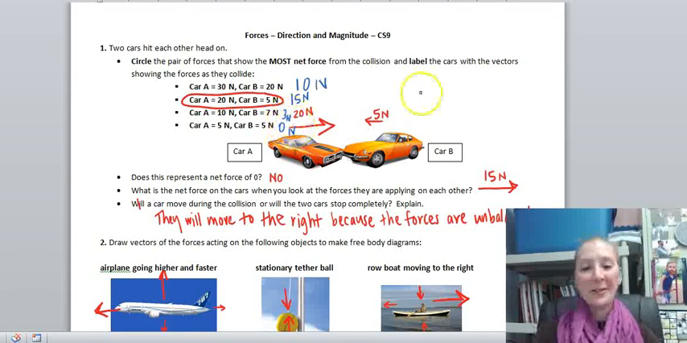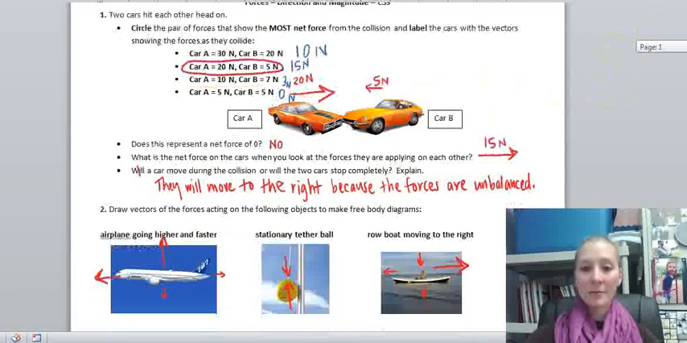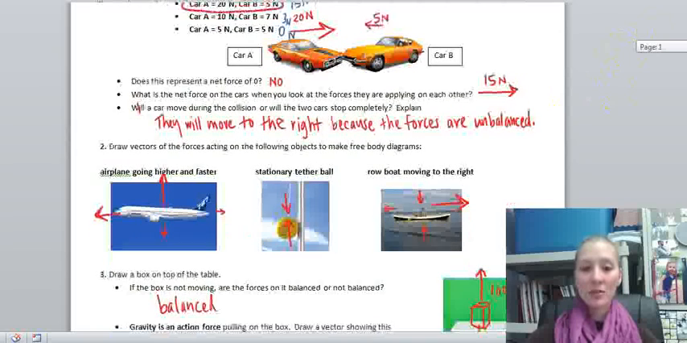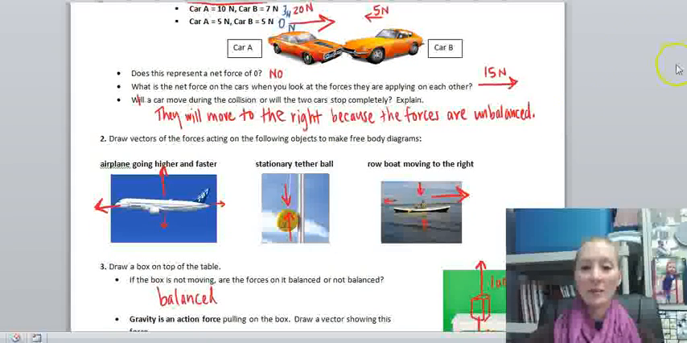Bear with me. Alright, so when we look at these, we're looking for the one that has the most net force, and clearly that's going to be the second one that is circled. I've labeled my diagram here with 20 newtons for both of those. So the next question is, does it represent a net force of 0? Well, no, because we already subtracted those and we found it was 15, which leads to the next part, which is to draw the net force.